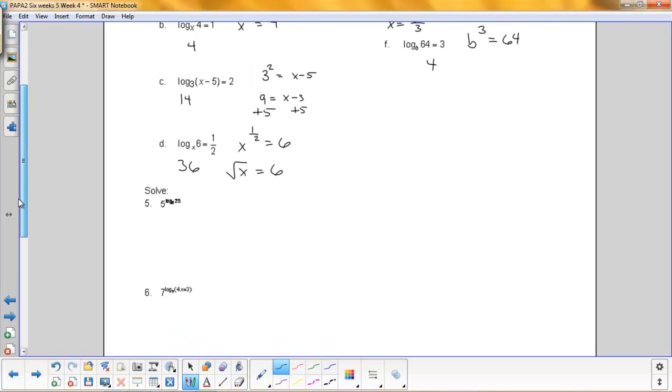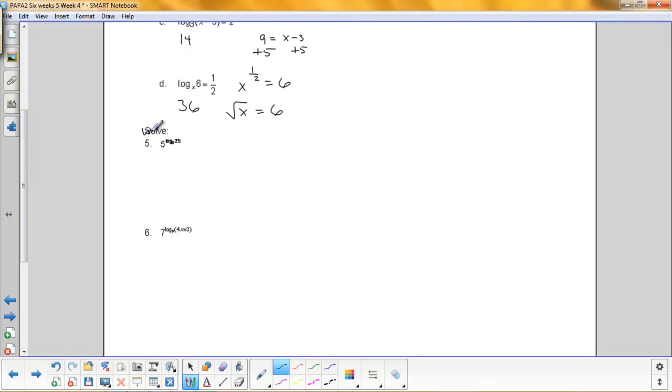Now, question number 5 and question number 6 are not solving because they are not equations. Instead, we're going to simplify. Alright, so when the base of an exponent and the base of a log are the same, they cancel, and the argument of the logarithm is the answer. Special properties of logs. When the base of an exponent and the base of a log are the same, they cancel, and the argument is the answer.